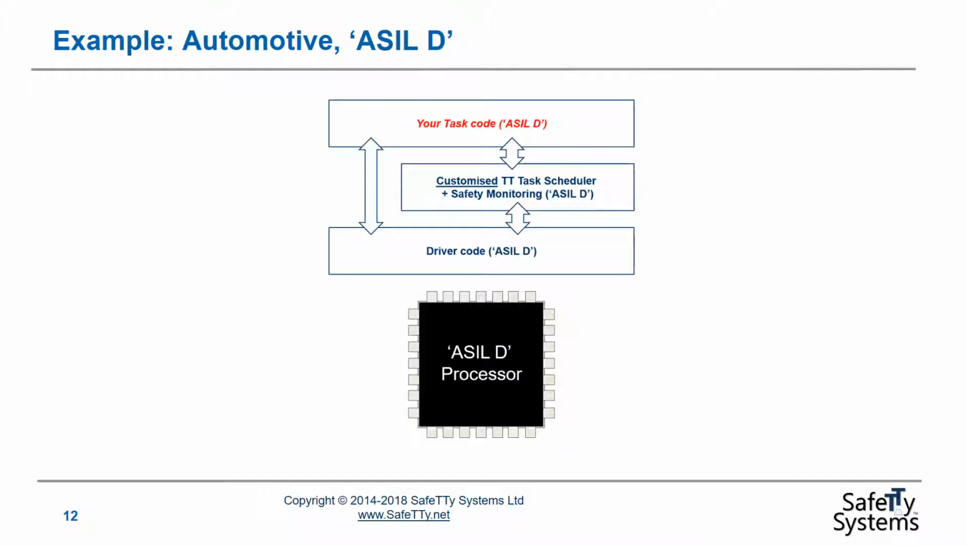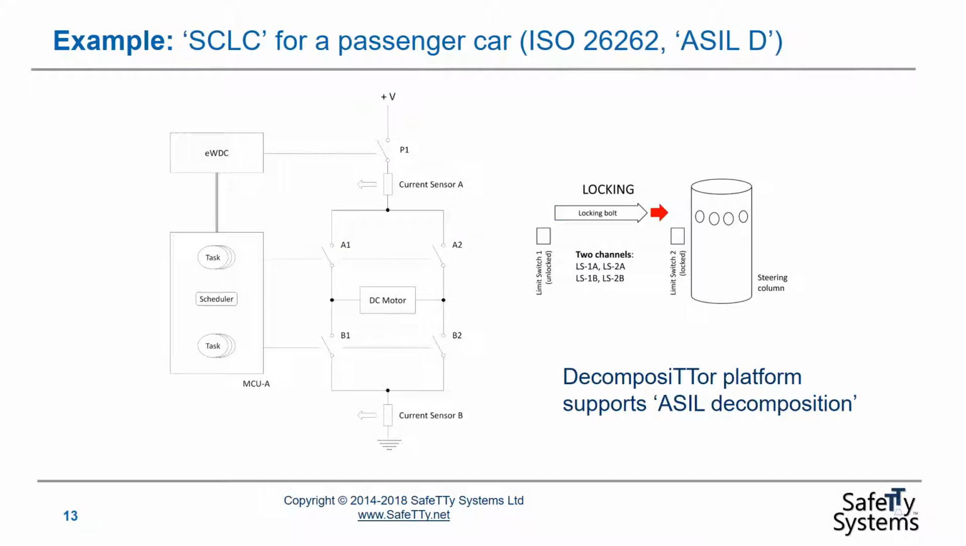Let's look at a couple of other slightly more specific examples. Suppose we want to build a steering column lock controller for a high-volume passenger car in compliance with the international safety standard ISO 26262 at ASIL D. In this case, we will provide what's known as a decompositor platform. That is, a TT platform that supports ASIL decomposition. We would provide to support this project.